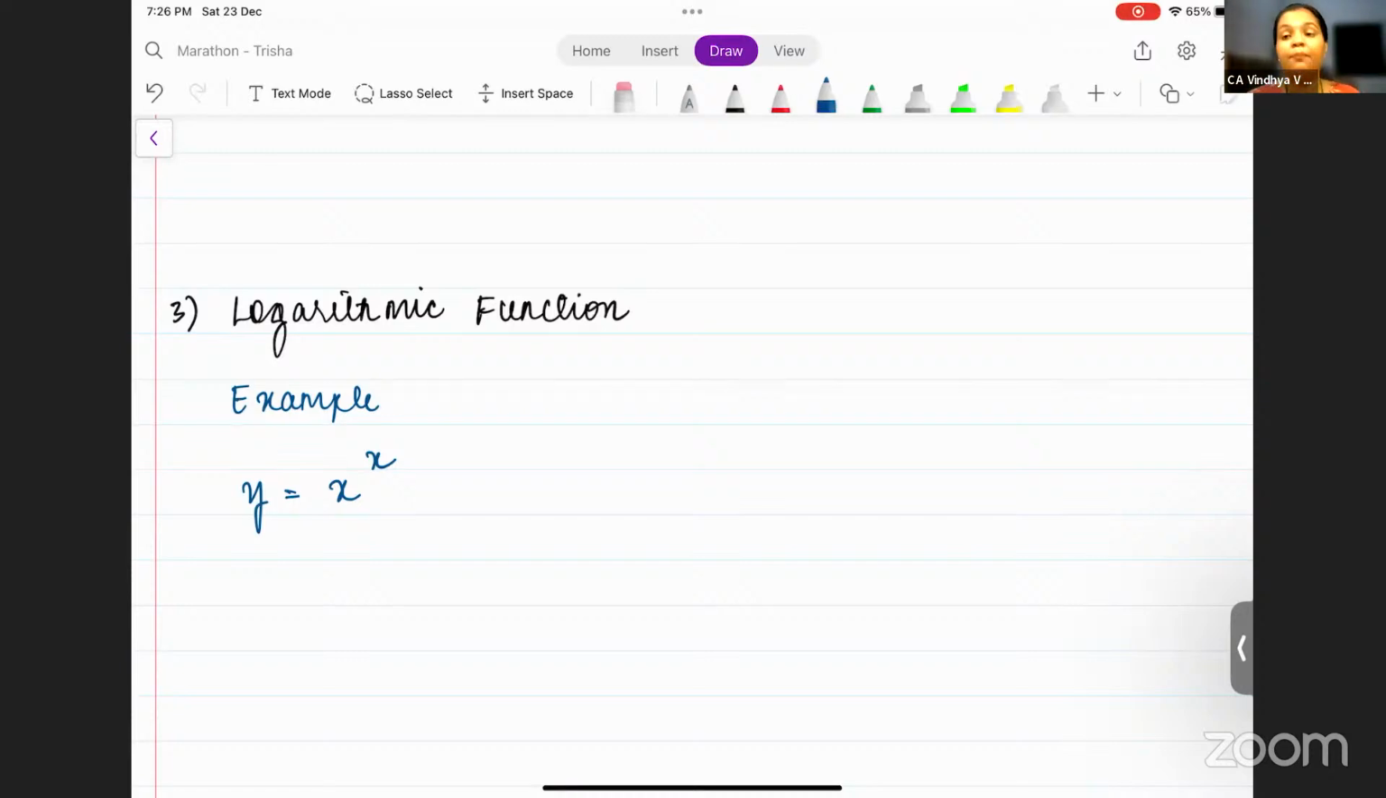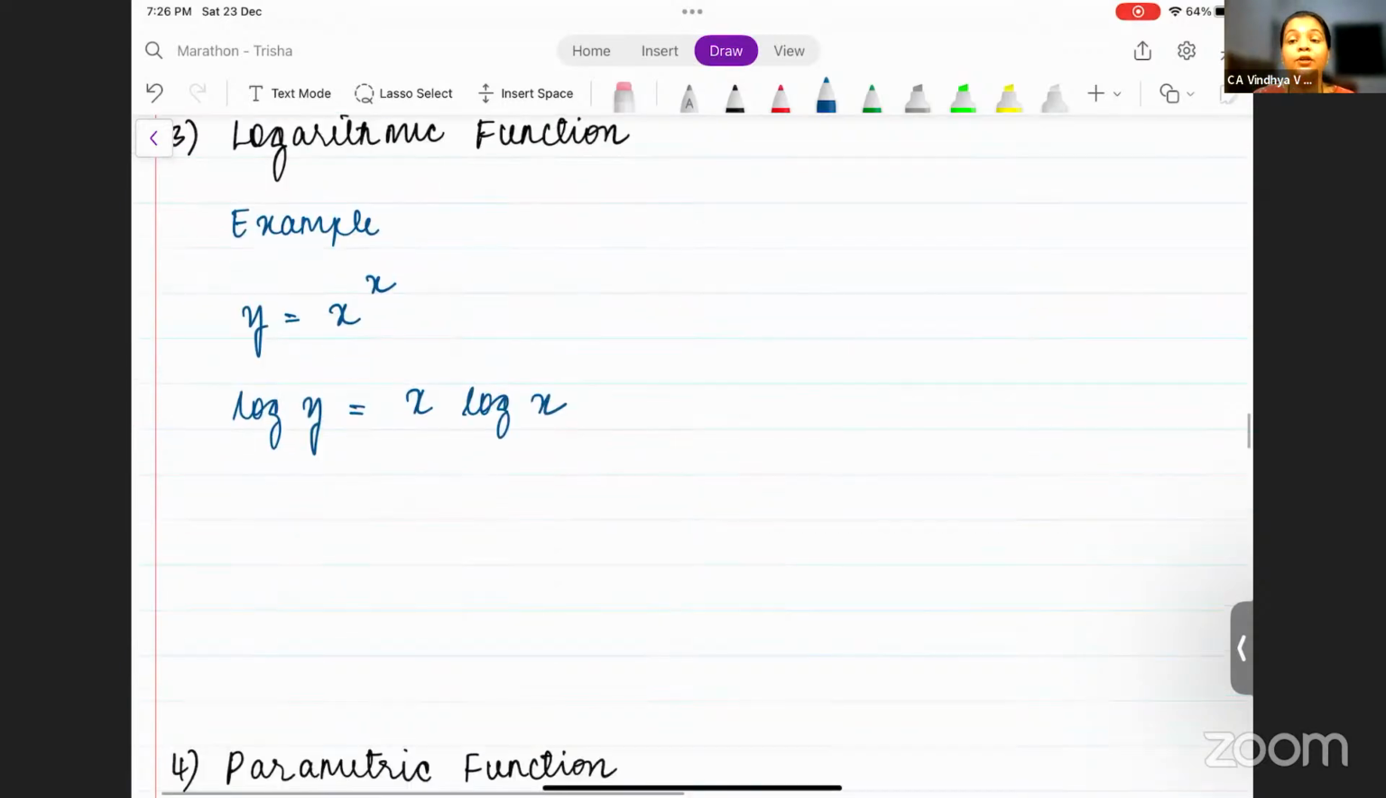Now here, if you go through the basic formulas, you have x to the power n, you also have a to the power x. But do you ever have x to the power x? Which means it is not possible to solve it as it is. That means you have to apply log on both the sides. So when you apply log on both the sides, you will get log y is equal to x log x. Now, what is the derivative of log y? Derivative of log y is 1 by y into dy by dx. Why into dy by dx?